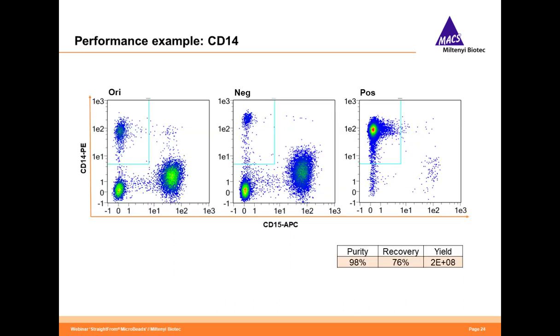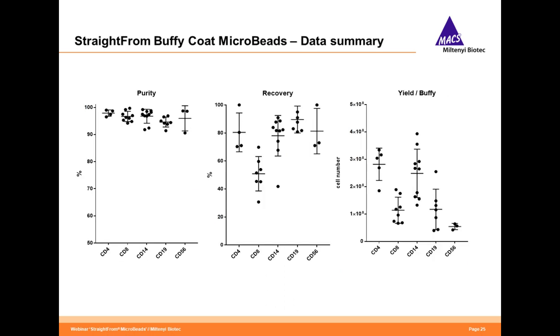Very briefly, just a performance example. Here, again, CD14 from one Buffy Coat. You see staining on the y-axis, CD14 on the x-axis, CD15 in this case. You see great purity with high recoveries, and even from the Buffy Coat you can get 2 times 10 to the 8 cells out in this case.